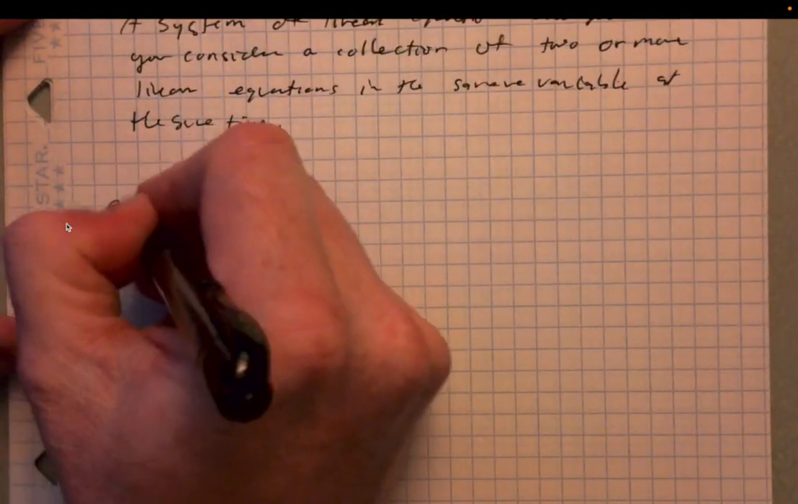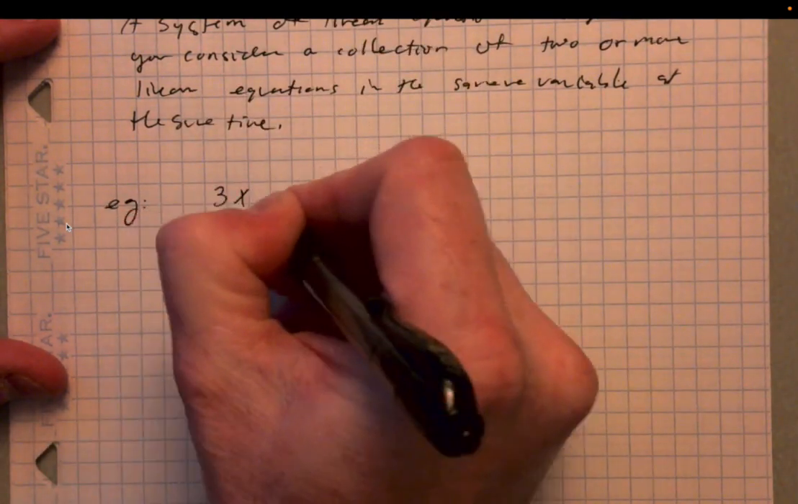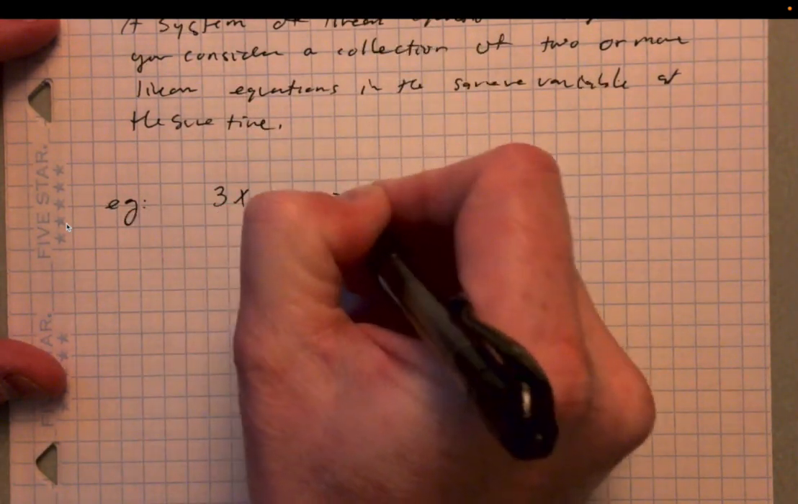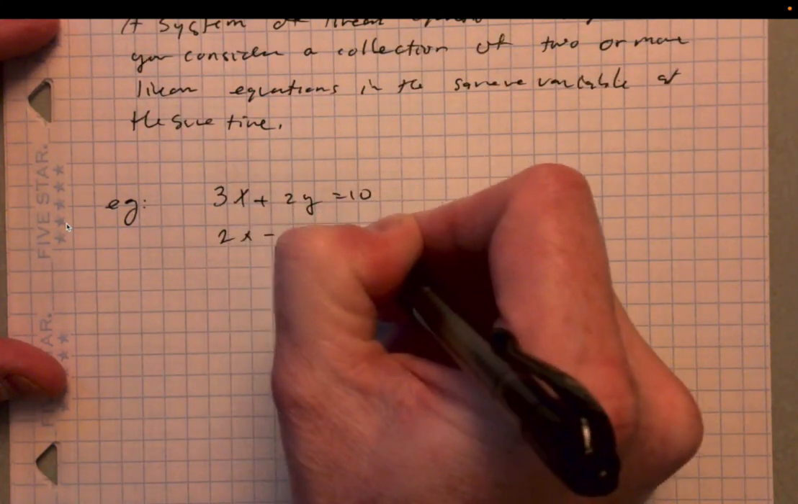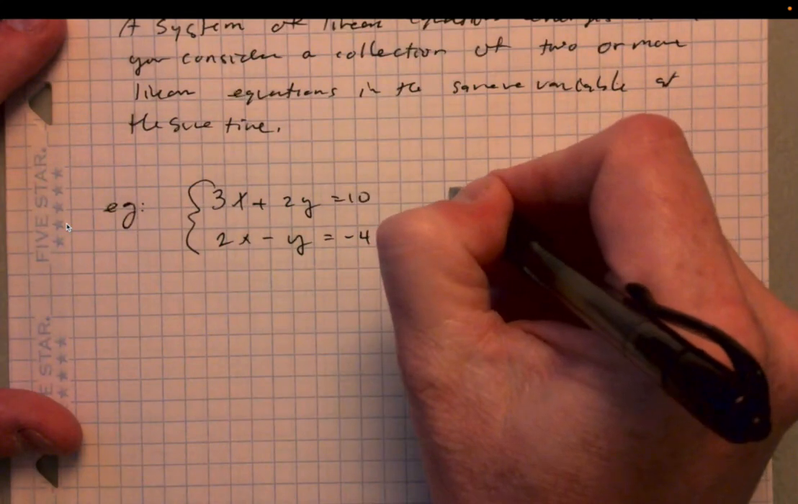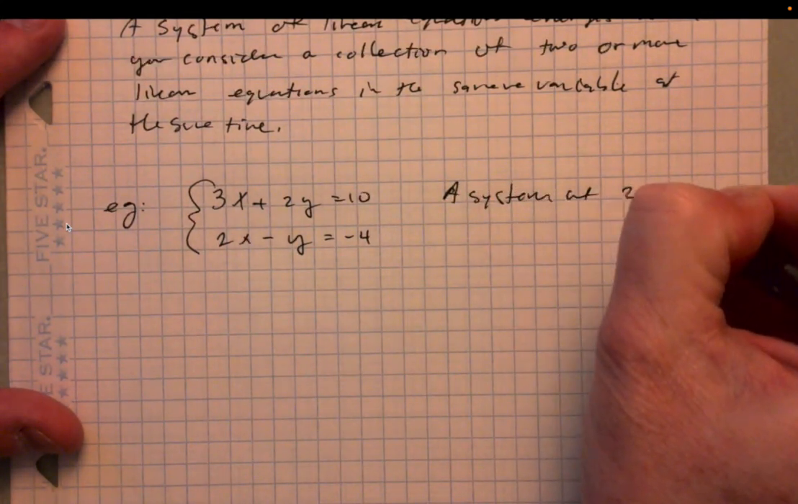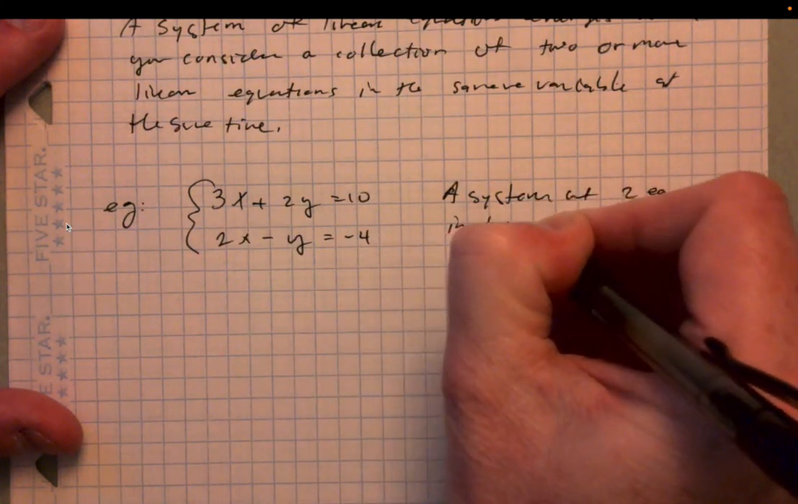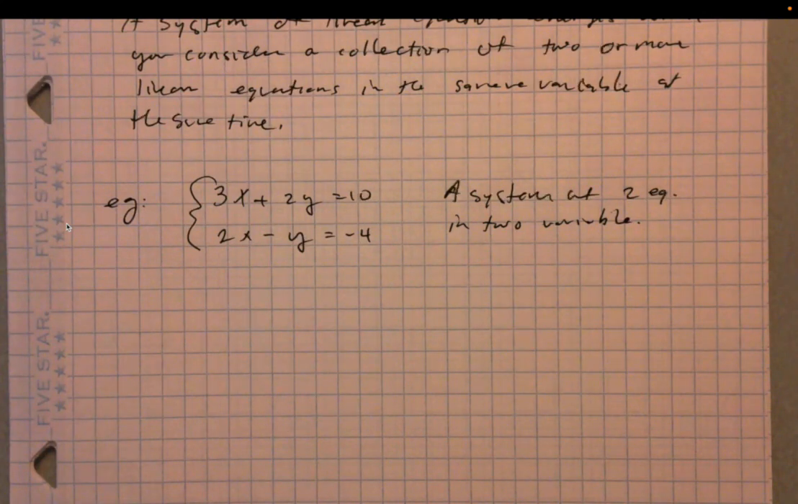Let's see an example. Okay, so a simple one, right? Just 3x plus 2y equals 10, and 2x minus y equals -4. That would be a system of two equations in two variables. Okay, so this is a first example. Right, this is basically going to be a couple of lines in the plane.